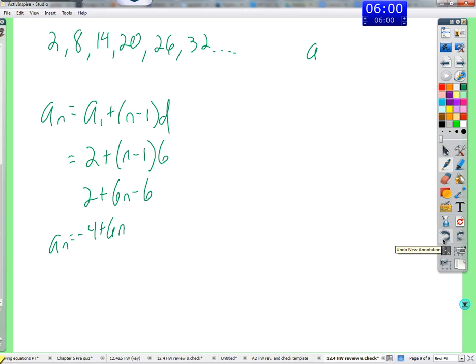The recursive definition says if you want to find a sub n, or if we use the example of a sub 100 again, recursively, when I say add 6, how do I get this term if all I am going to say is I use the pattern add 6? Just keep adding 6 to it over and over. So I'd have to add 6 to something to get a sub 100. 2 plus 6 plus 6. So you just add 6, add 6, add 6, right?